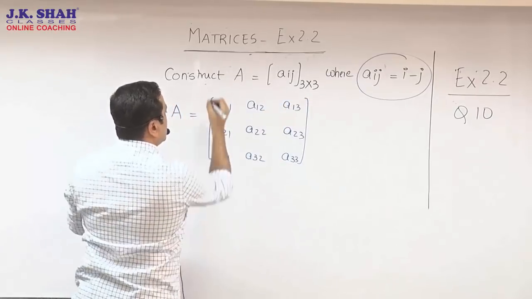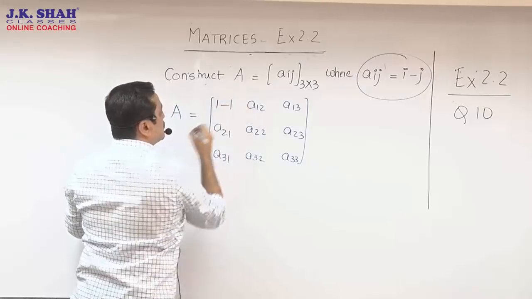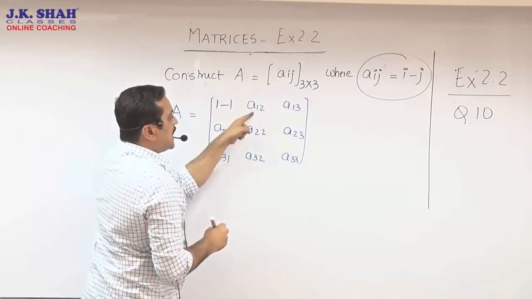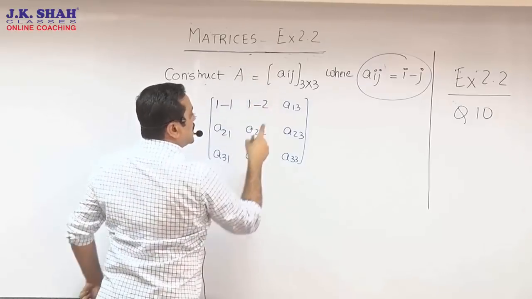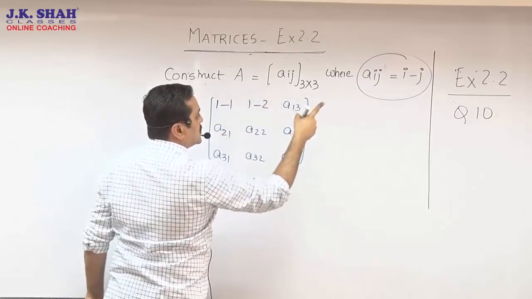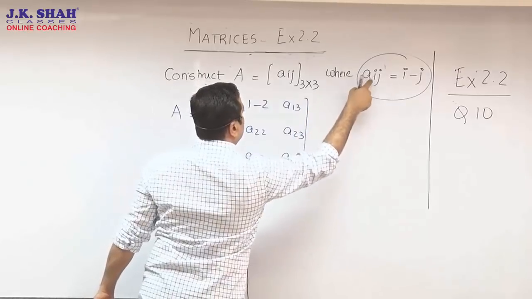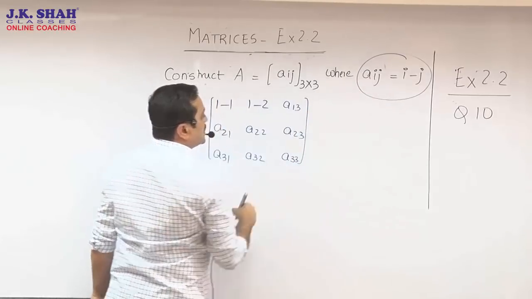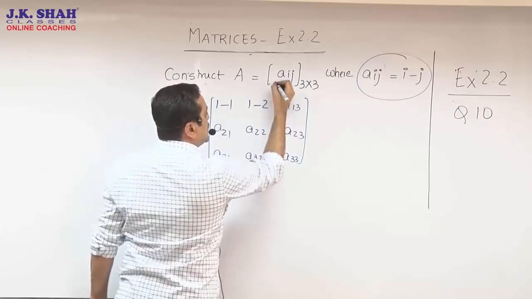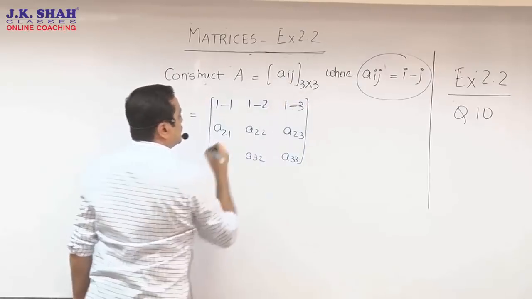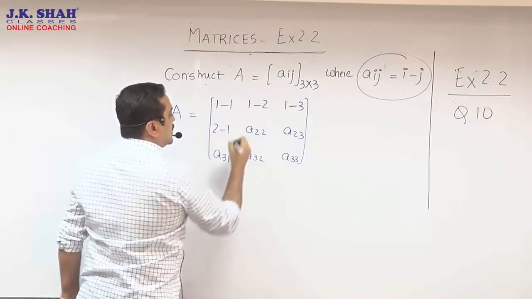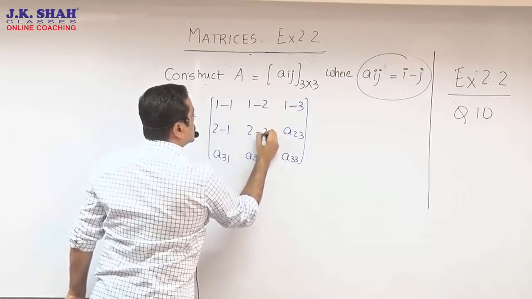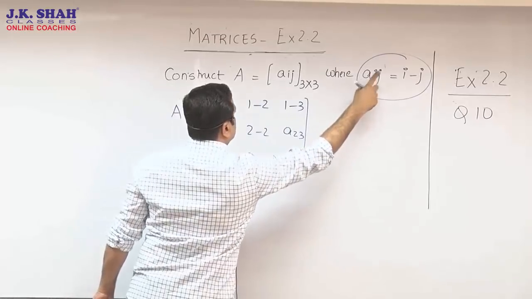So here the element will be 1 minus 1. Here the element will be i minus j, so it's going to be 1 minus 2. Here the element is going to be, can you just once again come on that? The element Aij is actually i minus j. So that means A13 will be 1 minus 3. A21 will be 2 minus 1. A22 will be 2 minus 2.